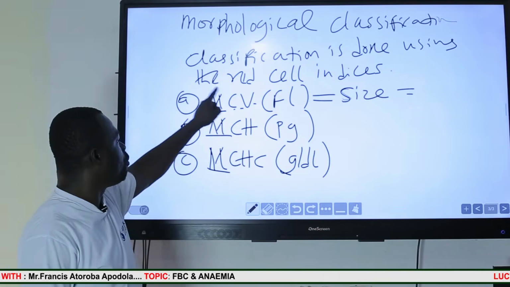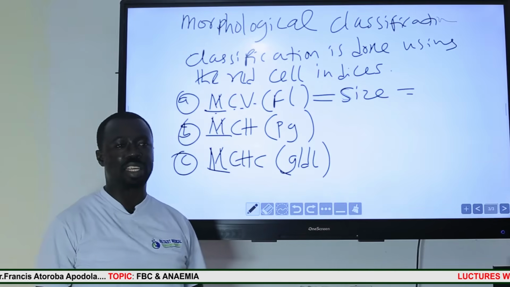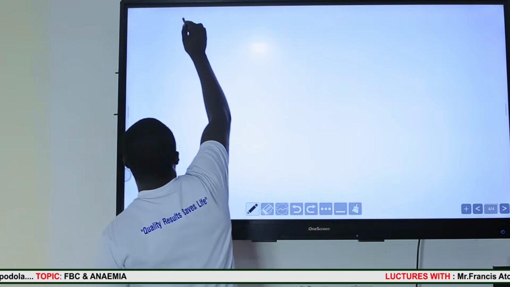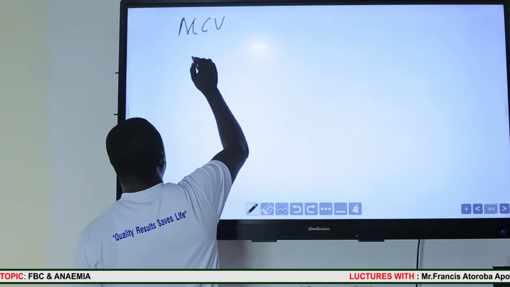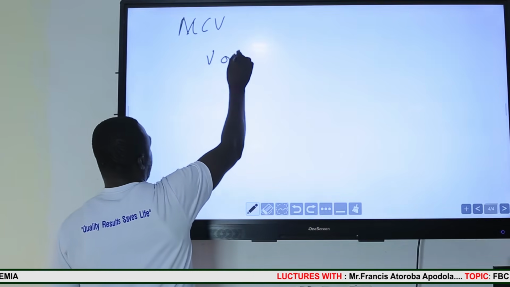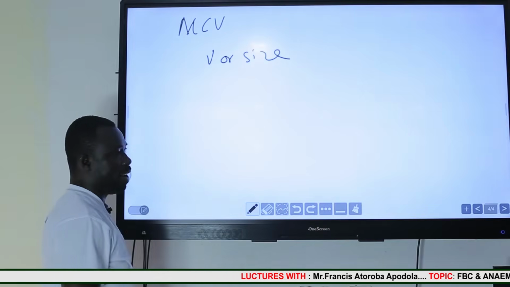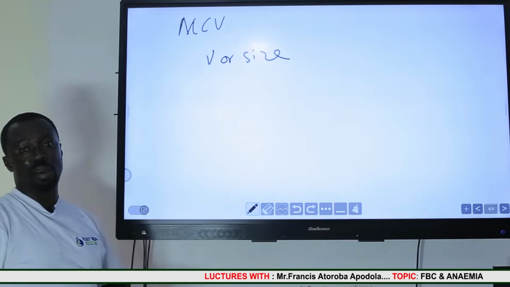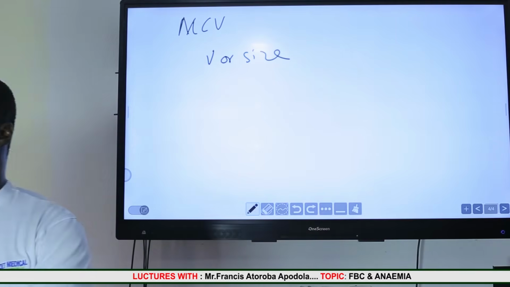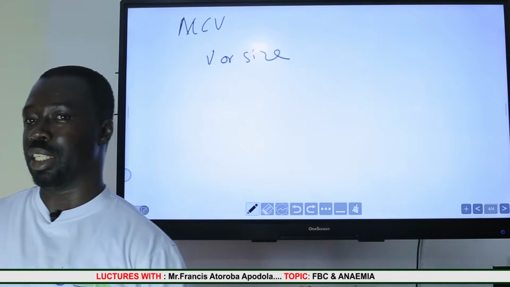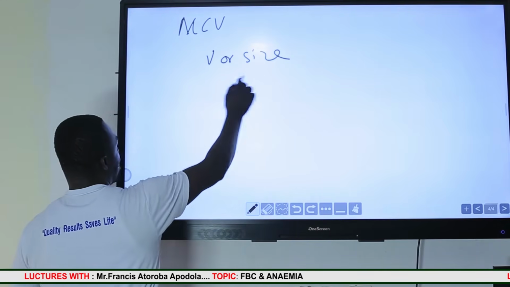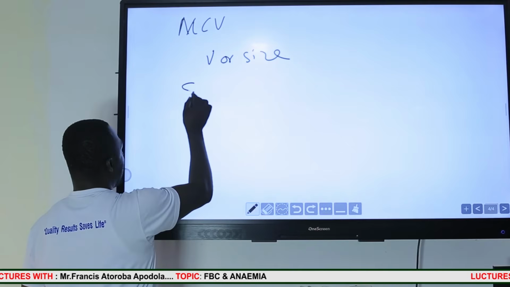So it is the average volume or the size of what? The red blood cell. So that is an inference we can draw from the MCV. The MCV is an average of the volume or the size of the red blood cells. And once we are talking about the size or the volume of the red blood cells, the volume can either be lower, it can be what? Normal, or it can be what? Higher.